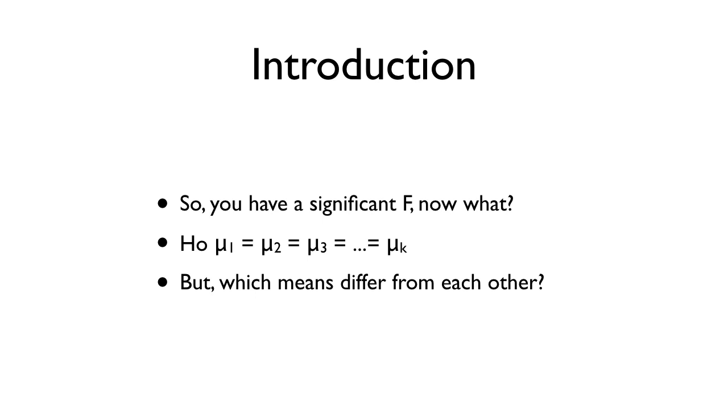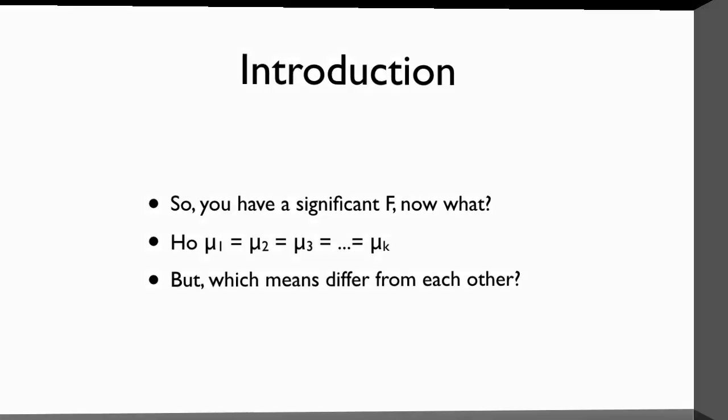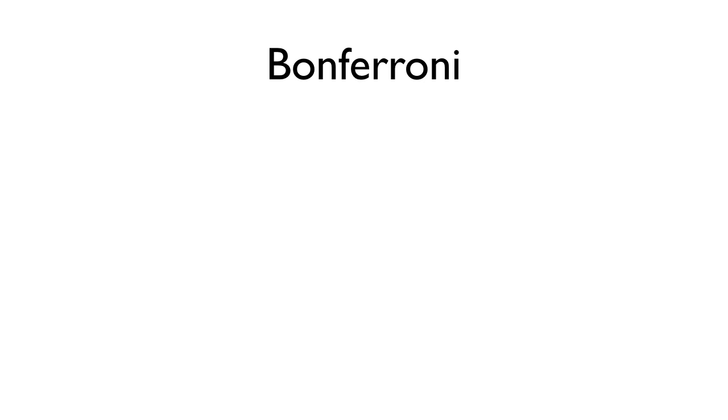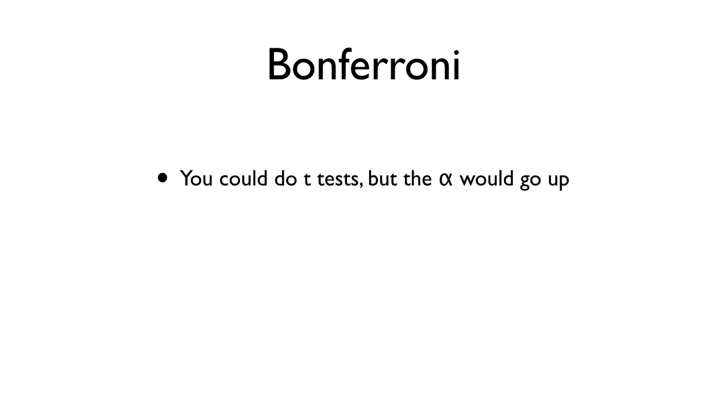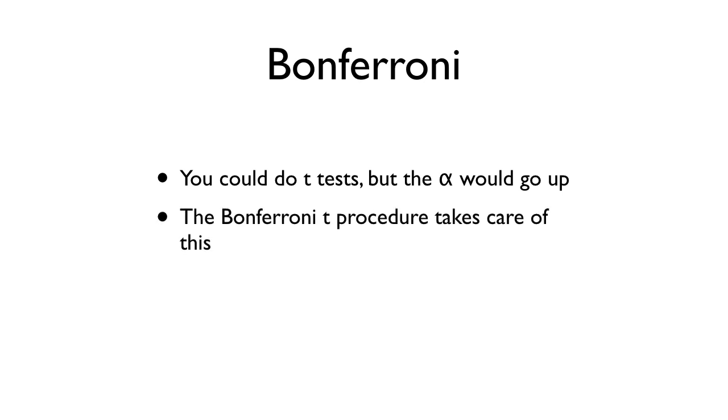So we need a way to do that. The first way that people came up with, I think, was the Bonferroni correction. What this is, you do t-tests, and if you did regular t-tests between groups, your alpha level goes up because you keep getting 0.05 and 0.05 and 0.05, and eventually you get a really big number. So the Bonferroni correction takes care of this by taking the alpha level and dividing it by the number of contrasts you're doing, and then it changes the critical t-value. That's all it does.